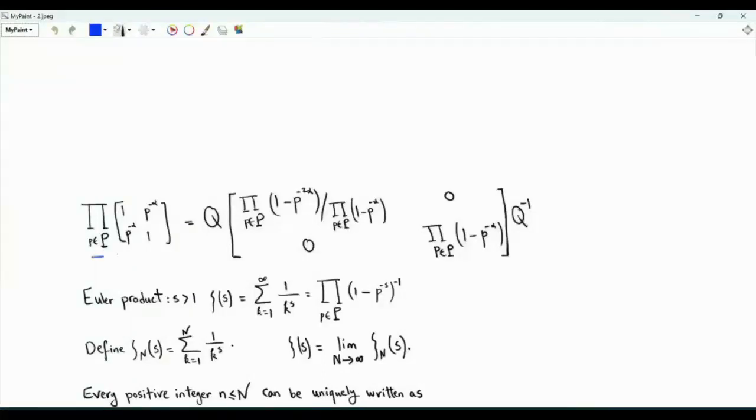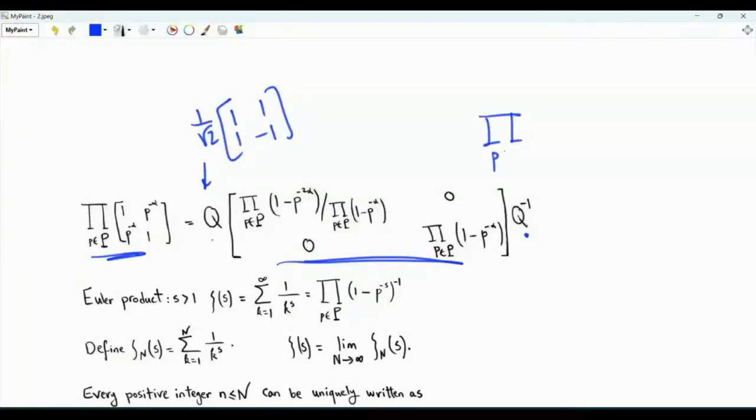Using eigendecomposition, we were able to write down this product as Q, which is 1 over square root 2, [1, 1; 1, minus 1]. Its inverse is its transpose. Then we have here a diagonal matrix. We need to evaluate products of this form.